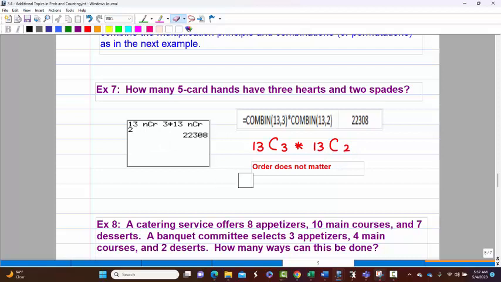Order would not matter for the cards. So it's 13 choose 3. I just did it all in one step. I didn't worry about getting the numbers individually. 13 choose 3, times 13 choose 2, combination. And here in Excel, it would equal COMBIN(13,3) times COMBIN(13,2), and you see both answers are 22,308.